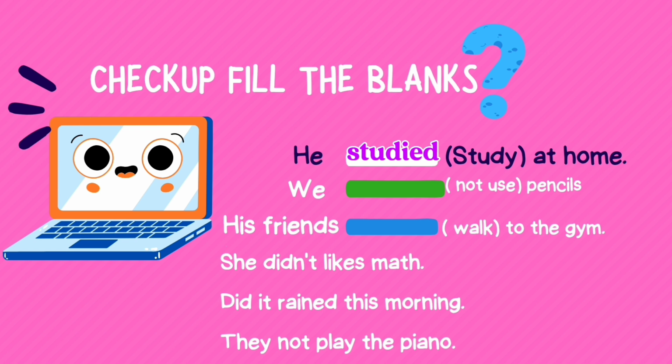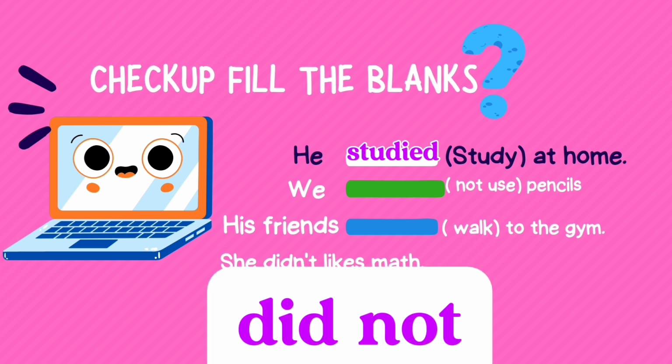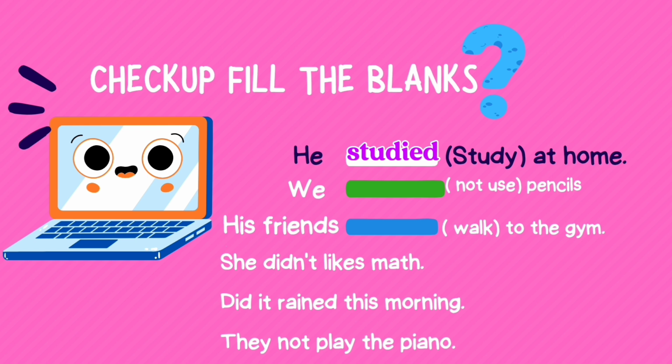The next sentence says we blank pencils. We want to use the negative because it says not use. Remember, for the negative, we always use did not, no matter what the subject. You can also use the contraction didn't. Now, what do we do to the verb? We keep it as is. We do not change it. We didn't or we did not use pencils.